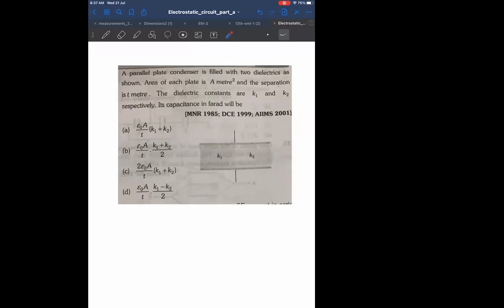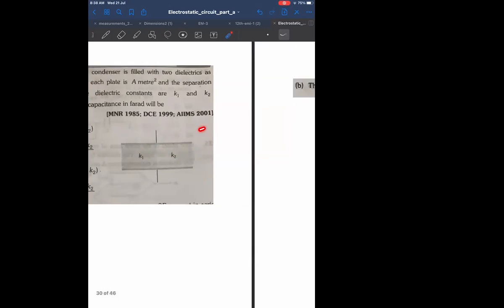So I've got answer as BBA. Dielectrics as shown, thickness T. In this case, if I take T by 2, I can take T by 2 as my separation possible. Dielectric constants are K1 and K2, and what will be the capacitance? So I've got answer as B, B, and A. Answer will be B.